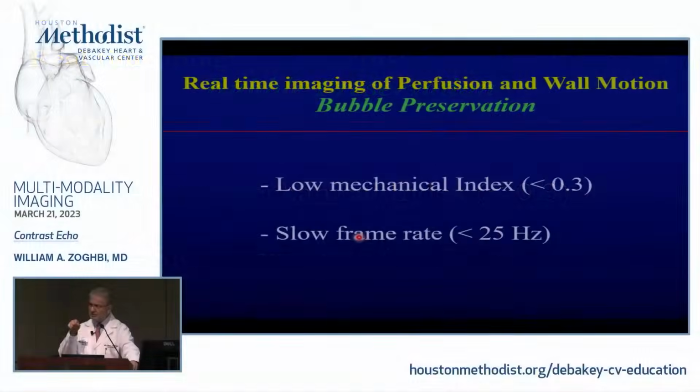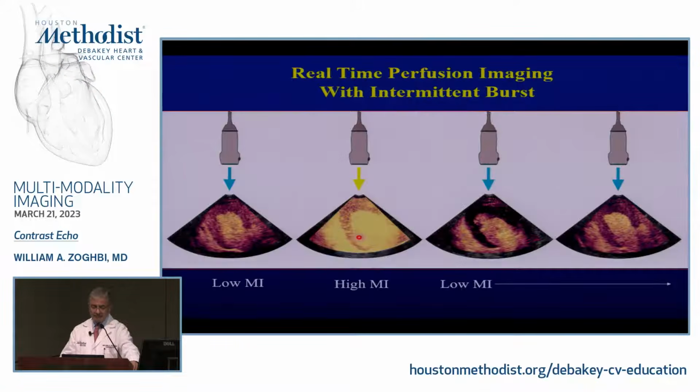So for us to be able to see contrast, you have to use a low mechanical index and a very slow frame rate so that you don't destroy them. There's destruction and replenishment. You can see that very nicely. High MI will destroy them. You can see here very dark, and then gradually you can see them.